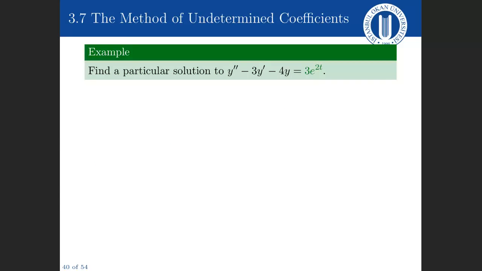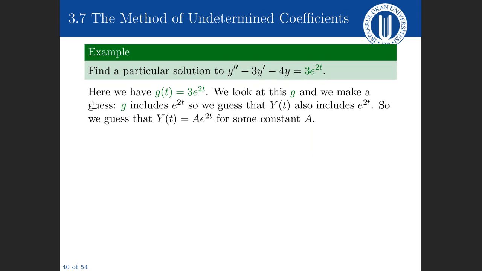Find a particular solution to y double prime minus 3y prime minus 4y is equal to 3e to the 2t. We're going to look at this function. We're looking at the function g. We have some number, in this case 3, multiplied by an exponential function, e to the power 2t. So we're going to guess that our solution looks like this. We're guessing that our solution is also some constant multiplied by e to the power 2t.